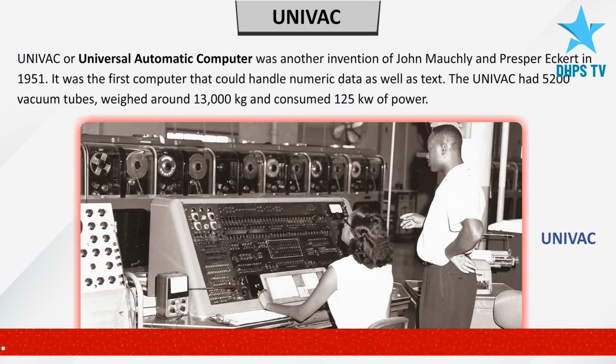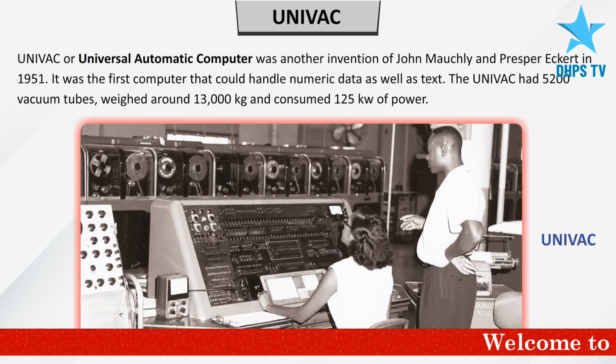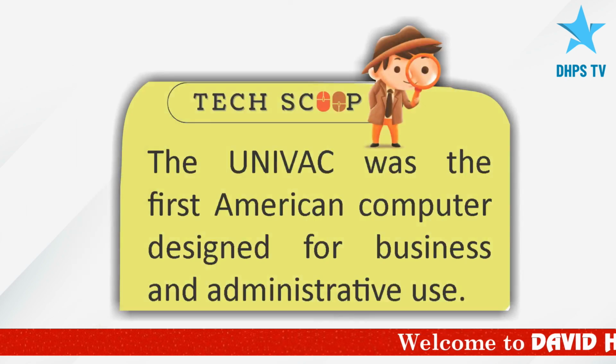UNIVAC. UNIVAC, or Universal Automatic Computer, was another invention of John Mauchly and Presper Eckert in 1951. It was the first computer that could handle numeric data as well as text. The UNIVAC had 5,200 vacuum tubes, weighed around 13,000 kg and consumed 124 kilowatts of power. TechScoop. The UNIVAC was the first American computer designed for business and administrative use.